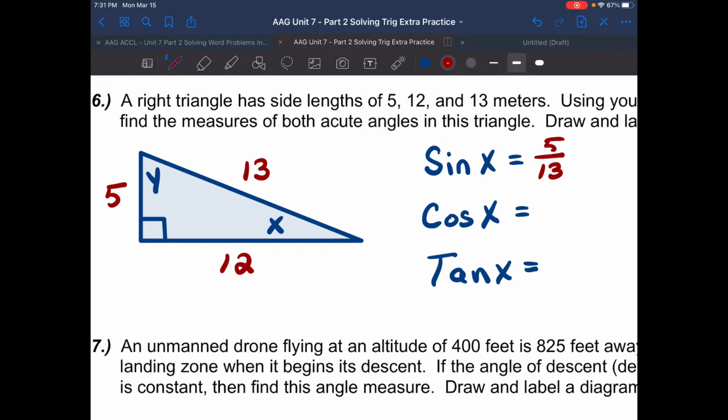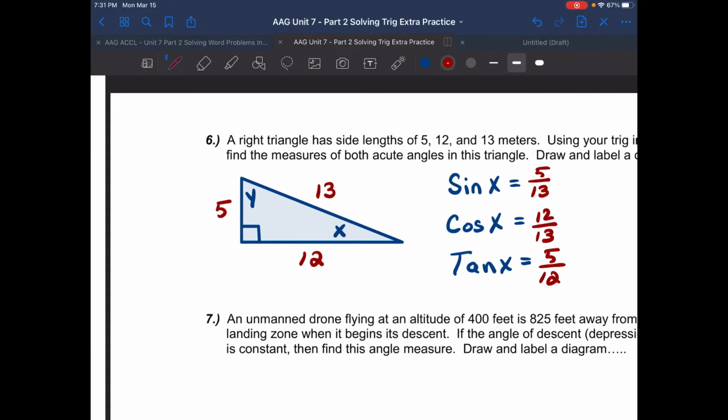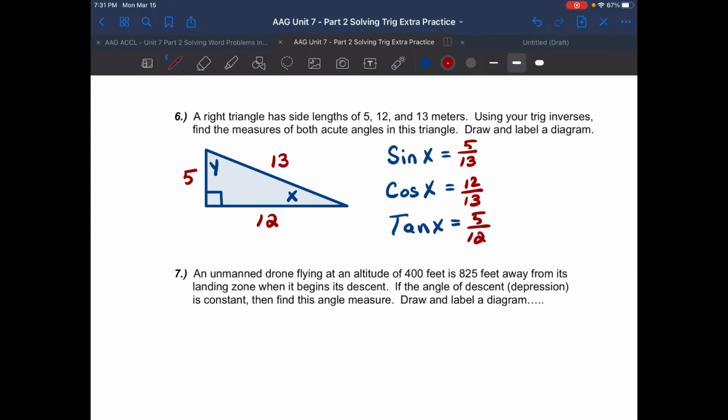What is the cosine fraction for x degrees? Cosine compares adjacent to hypotenuse. That's going to give us 12/13. And finally, what is our tangent fraction for x degrees? Tangent compares opposite over adjacent, so that's going to give us 5/12. And now we have all three of our fractions for sine of x, cosine of x, and tangent of x.